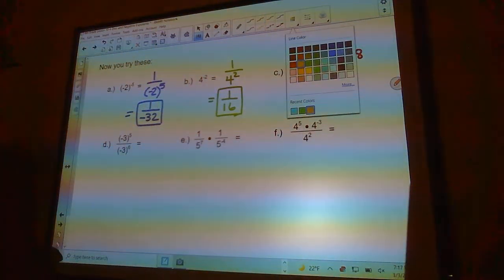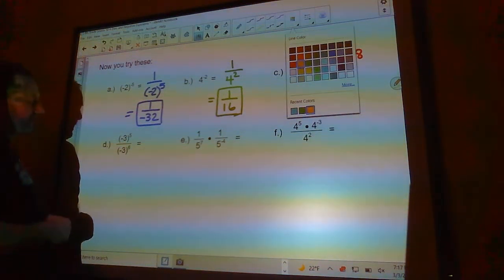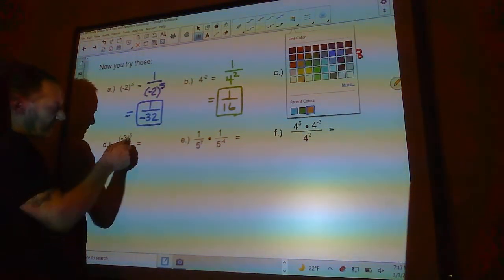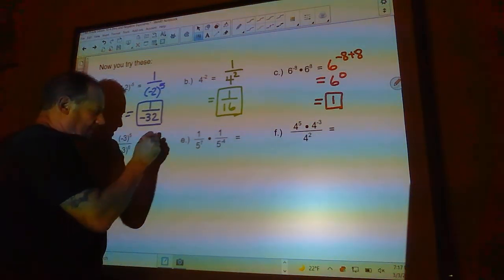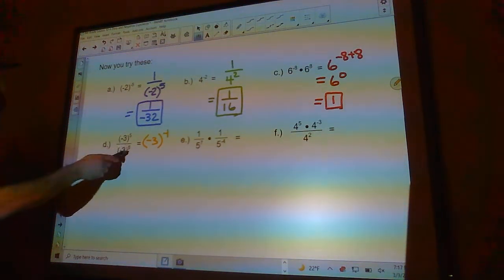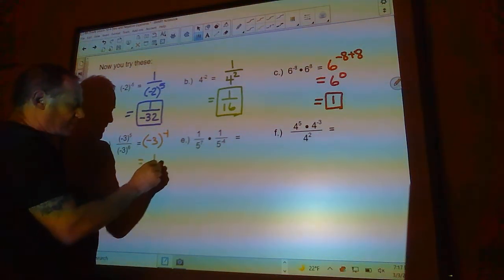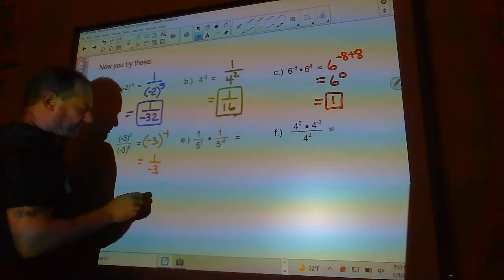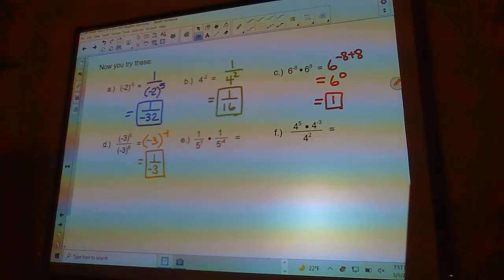Okay, negative 3 to the 5th power over negative 3 to the 6th power. We have no negative exponents here. That's going to be negative 3 to the negative 1 power, because it's 5 minus 6. So this is just going to be 1 over negative 3 to the first power, which I don't need to do. That's just negative 1/3.